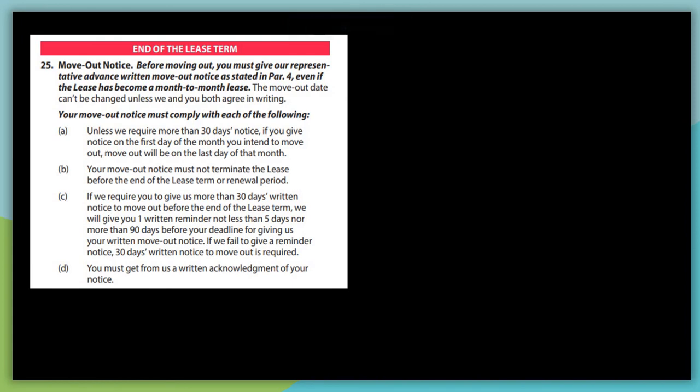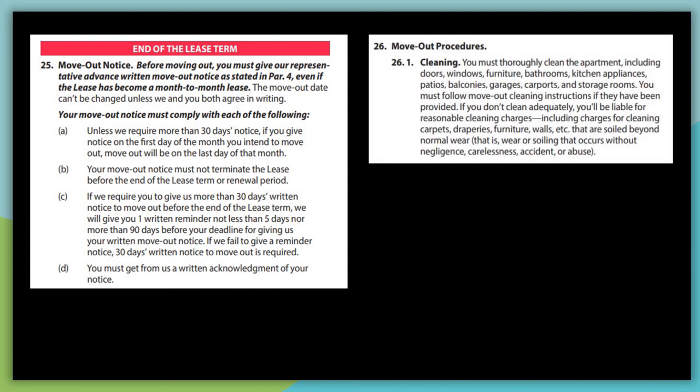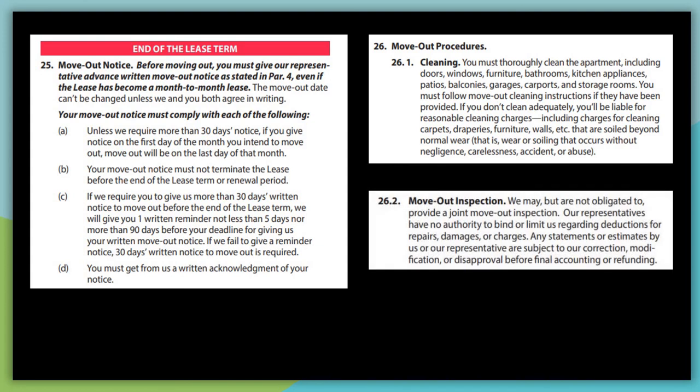In the end of the lease term section, you'll find all the info on what happens when you move out. It outlines exactly how and when to notify them of your intentions to move out. In paragraph 26, you'll find instructions for cleaning and the move-out inspection course of action. This is a good time to take another walkthrough video in case you run into any issues, especially if they do not provide a joint move-out inspection, which is one where the owner and you are present.